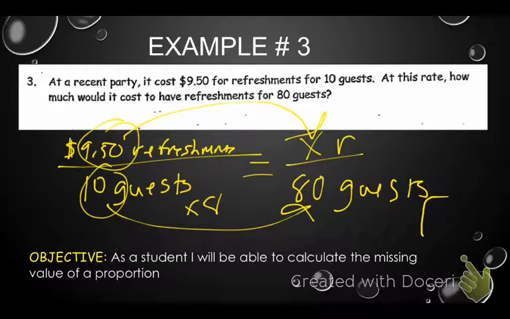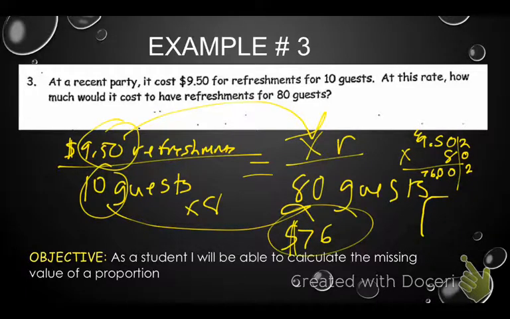950 times 8, we're going to go ahead and do on the side, $9.50. And we're going to multiply that by 8. 9 times 8 is 72, plus 2 is 76, and we move our decimal place 2 places because that's how many we have on the side. Okay, and that means 76. So that's $76. Okay, so refreshments are $76, and that's your answer for number 3.